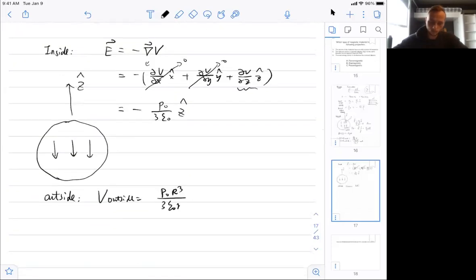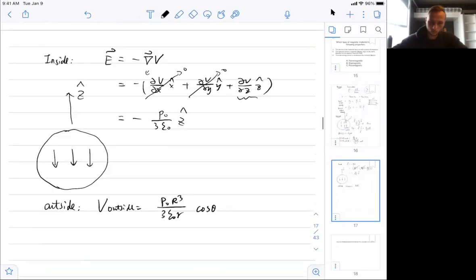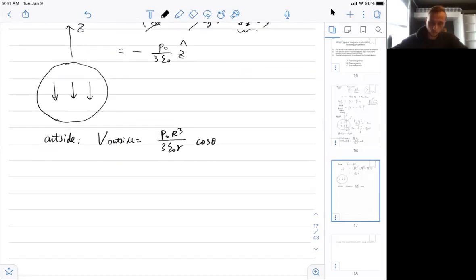3 epsilon naught r squared cosine theta. Okay. For outside, E_r is negative dV/dr. So you can look up how to take the gradient in spherical coordinates, and you can find out E_r is just the negative dV/dr. E theta is 1 over r dV/d theta. So I can plug this into the individual equations and calculate E_r and E theta. And this one does not have a phi component because it doesn't have a phi dependence, right? So just r hat and theta hat.